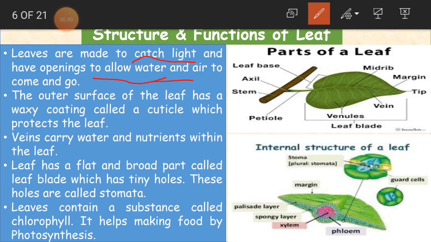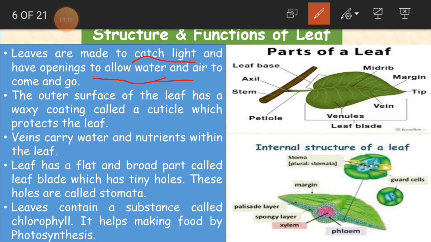So whatever water they get, they are going to allow that water and the air, in the form of gases, oxygen and carbon dioxide, to come and go, to pass. Okay. So this process is helpful for making their food. Clear, children? So leaves are made to catch light, and they have some openings to allow water and air.